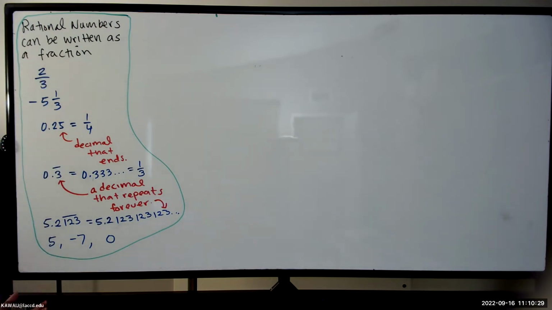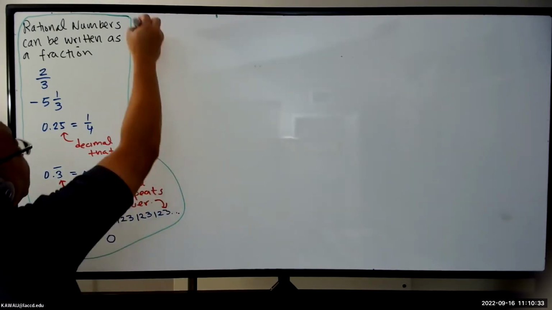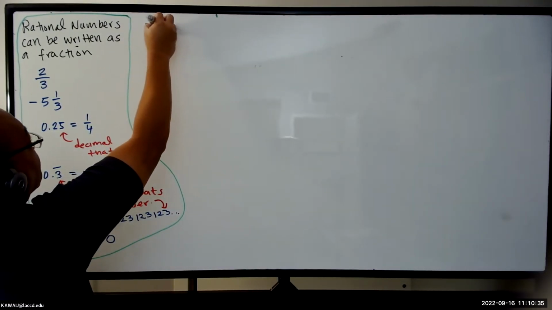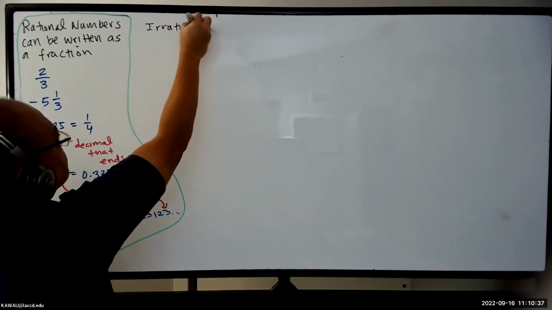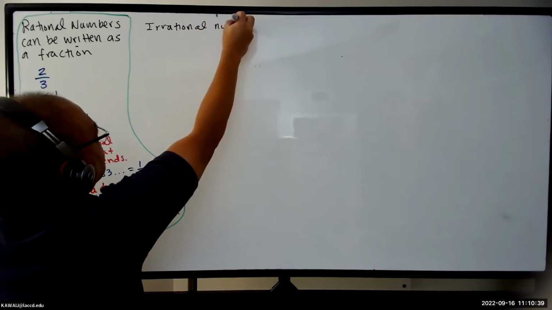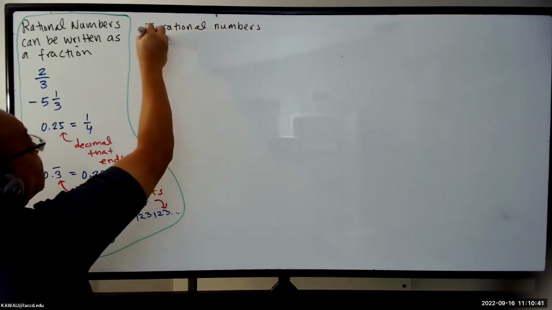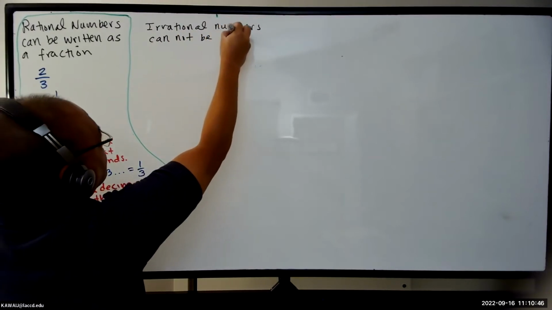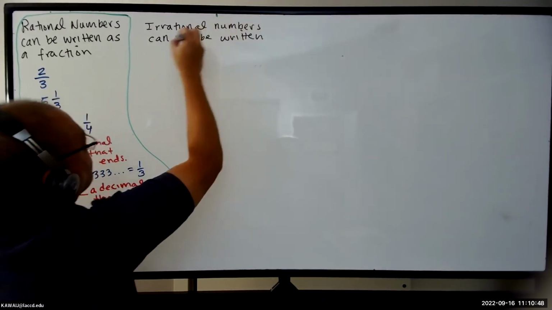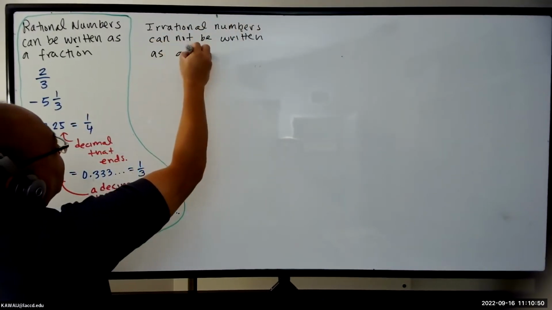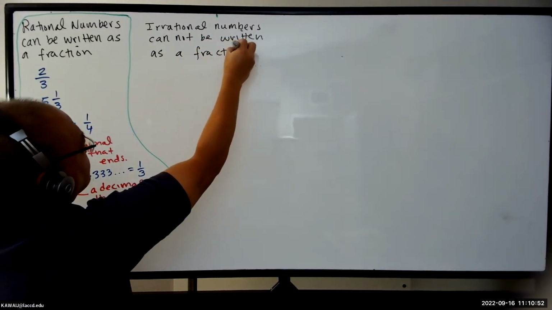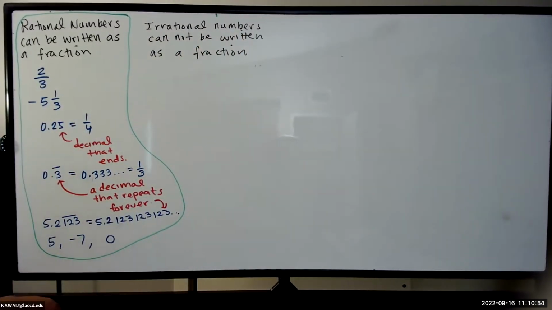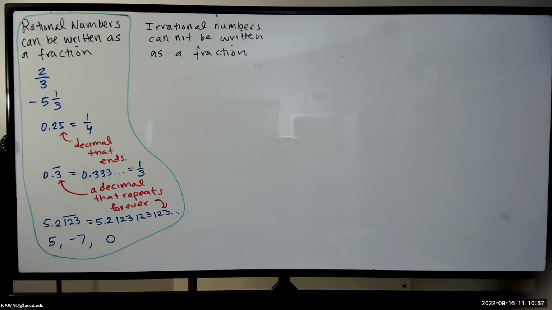Irrational numbers cannot be written as a fraction. Okay, so let's write that. Irrational numbers cannot be written as a fraction. So what are those numbers?